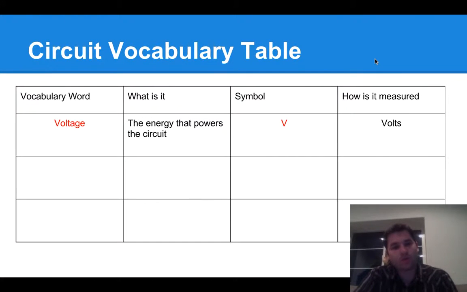And the first word we're going to look at is voltage. So voltage is basically just the energy that powers the circuit. So in our example that we did last time, we had two AA batteries, some tin foil, and an LED. So in that scenario, the voltage was being given by those batteries. The batteries provided the energy. So the symbol for voltage is the big letter V. And we measure voltage in volts.